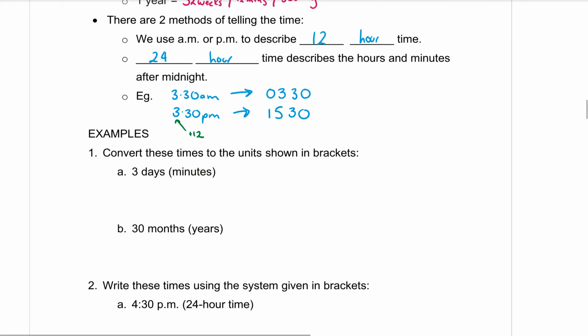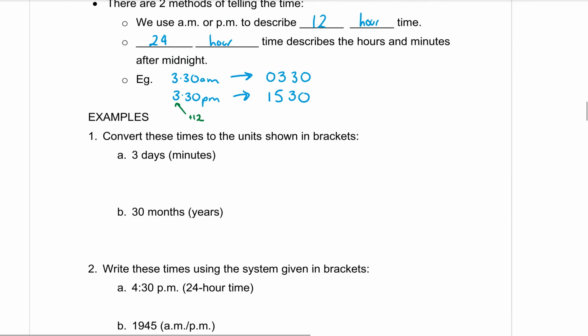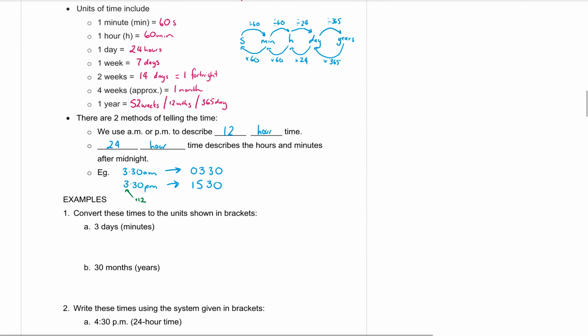Okay, so here's some examples. Convert these times to the units shown in the brackets. So I want to convert 3 days into minutes. So let's just zoom out a bit so we can see our diagram. So 3 days, if I want to go from days to minutes, so see the days here, I would have to times by 24 to get to hours, and then times by 60 to get to minutes. So 3 days I times by 24 to go to hours, times by 60 to go to minutes.